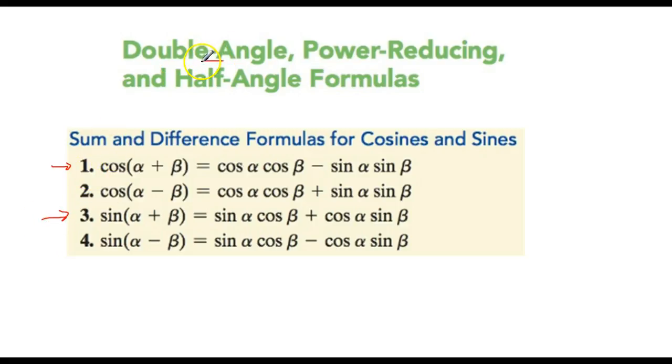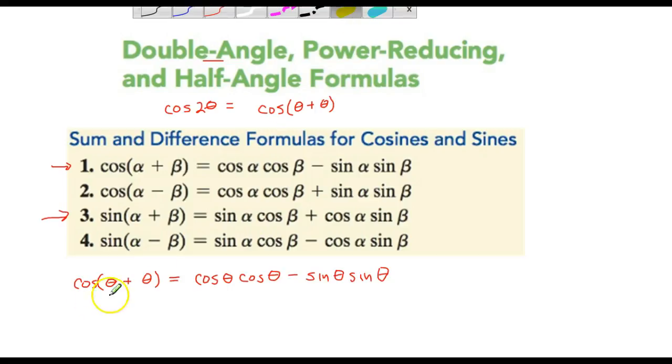Now double angle means that we are going to look at something like the cosine of 2 times an angle. Well, 2 times an angle is the same thing as that angle added to itself. And so if I start off with theta plus theta, I can use this formula. So the cosine of theta plus theta, if I plug in here, I'd have theta in this position, and theta also in this second position.